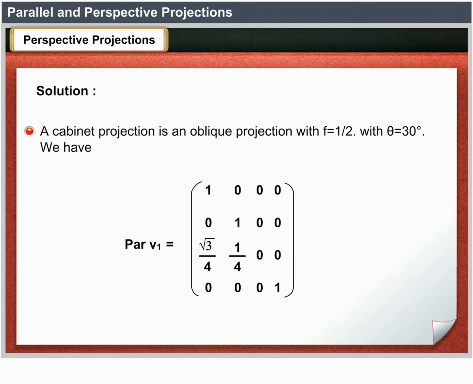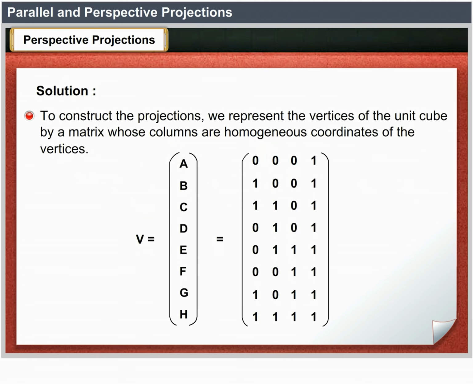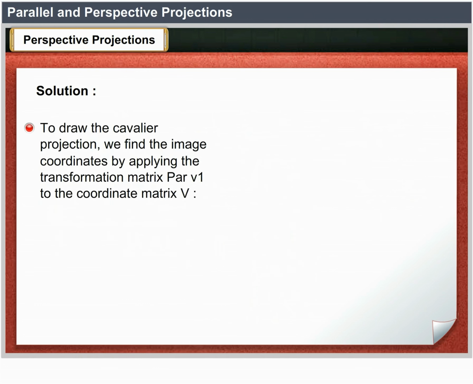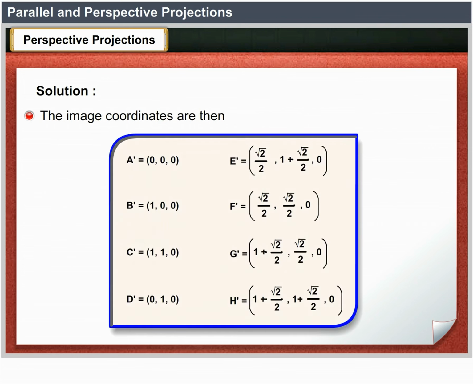We have the following. To construct the projections, we represent the vertices of the unit cube by a matrix whose columns are homogeneous coordinates of the vertices. To draw the Cavalier projection, we find the image coordinates by applying the transformation matrix V1 to the coordinate matrix V. The image coordinates are then as follows. Refer to this figure.